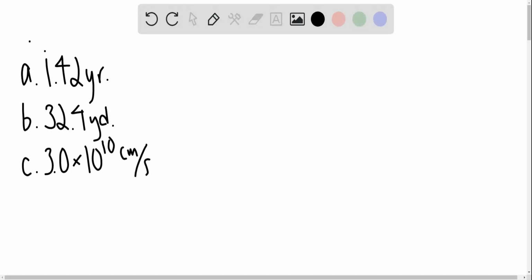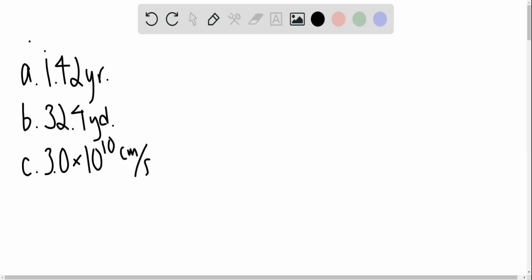Hi. So this question is asking you to carry out the following conversions. And yeah, so let's just get right into it. First, we have 1.42 light years, or the amount of distance light would travel within a year, and they want you to convert it to miles.